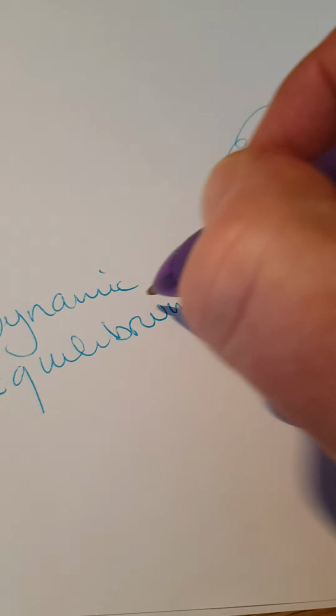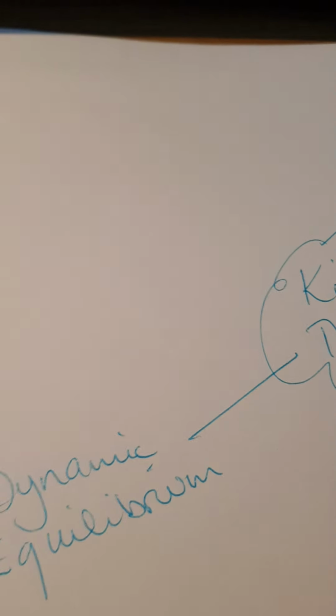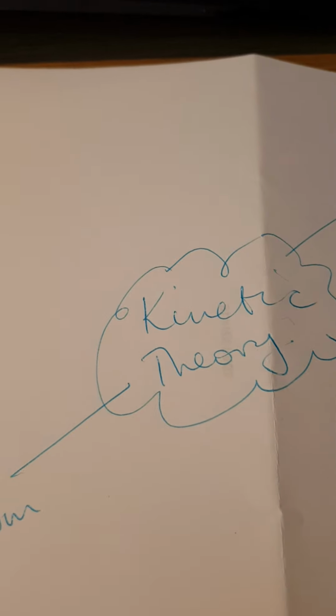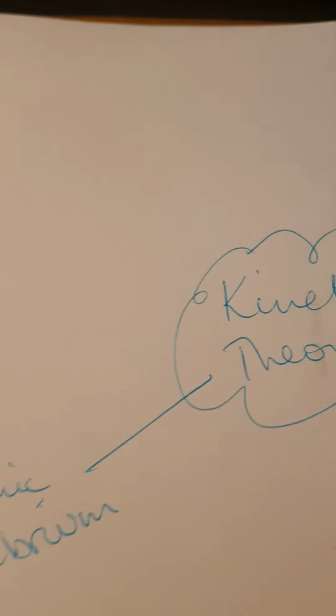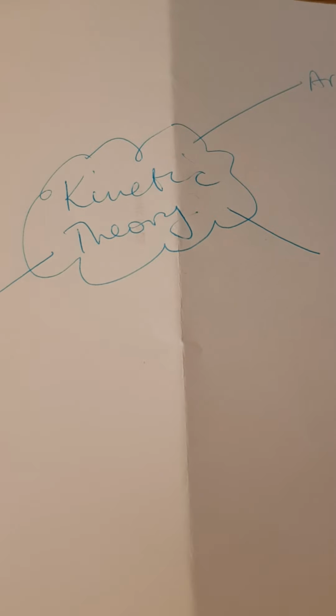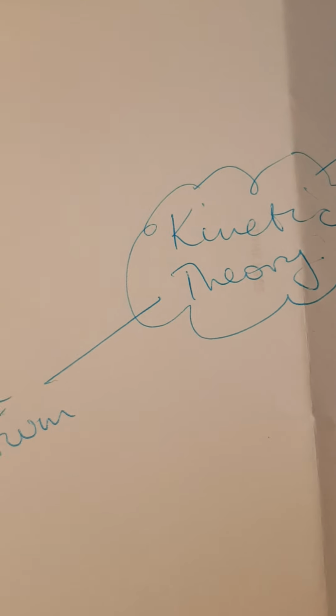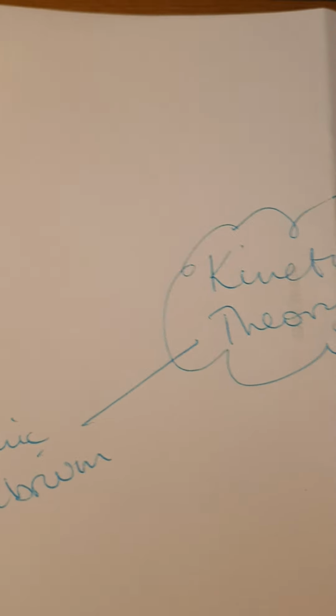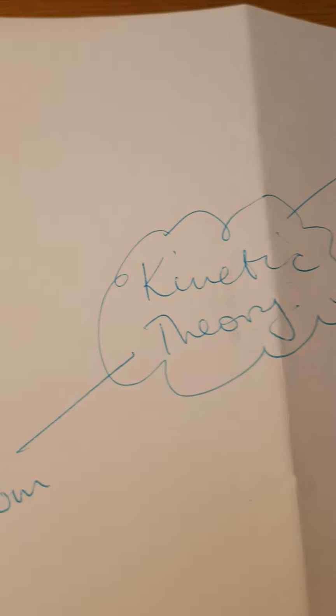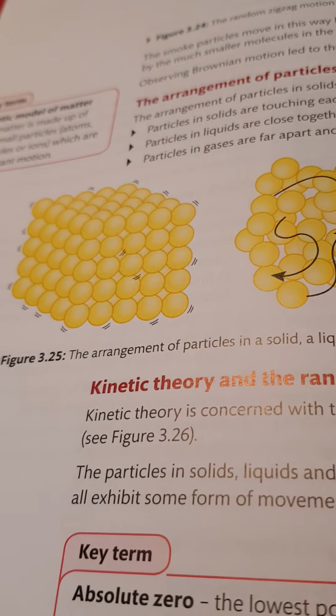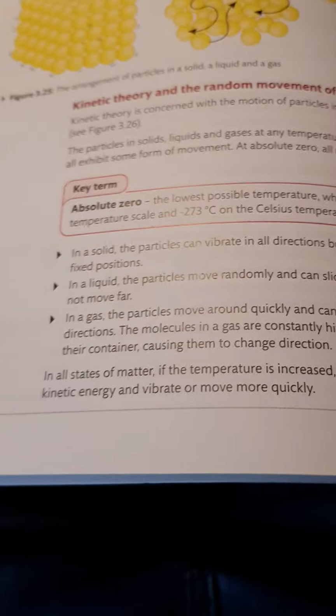And this is something where you could actually divide the page up into 4, and you can have different ones about the random movement, dynamic arrangement of molecules in solids, liquids, and gas. And this is just the idea of transferring the information which you've got in your book. So it's all in here.